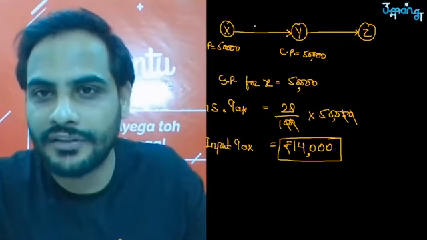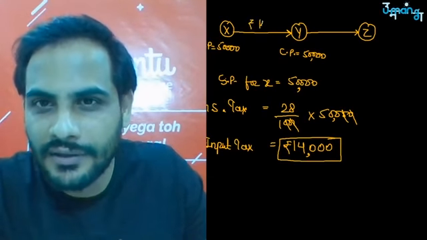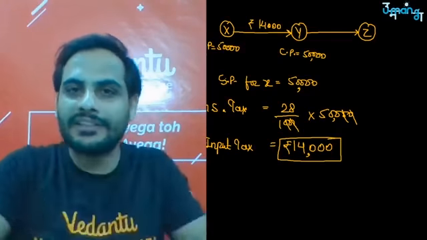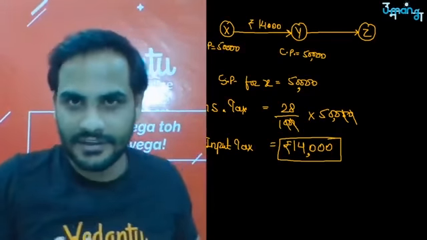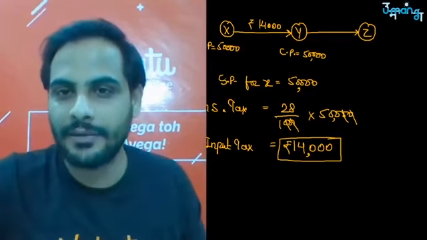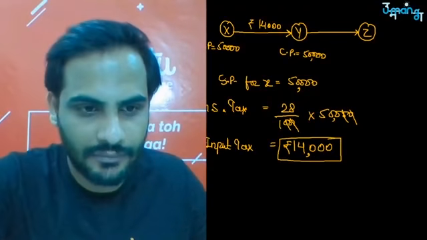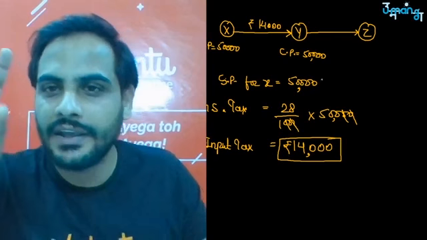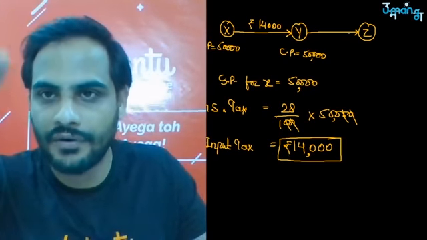is your rupees 14,000. So here input tax, that means Y has already paid 14,000 to X as the tax. Correct? Now let's come to the second part. The second transaction which we want to talk about is your Y to Z.